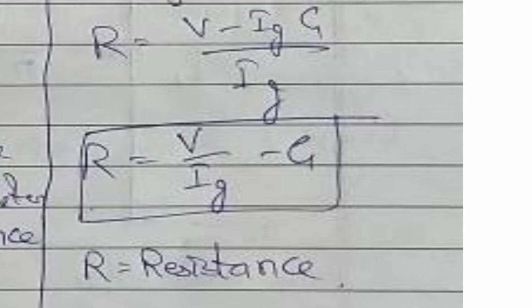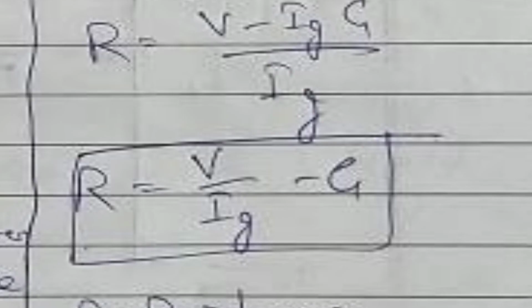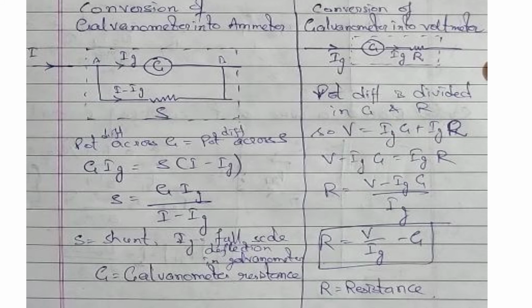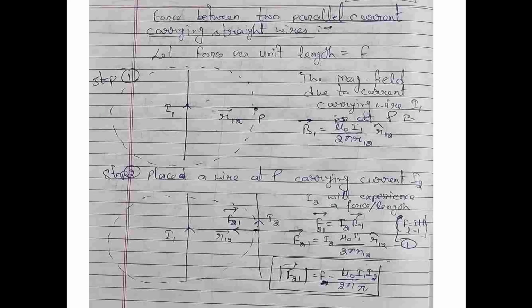Keep in mind, if S is reduced to a small extent, more current can be measured, and if R is increased, then more voltage can be measured.